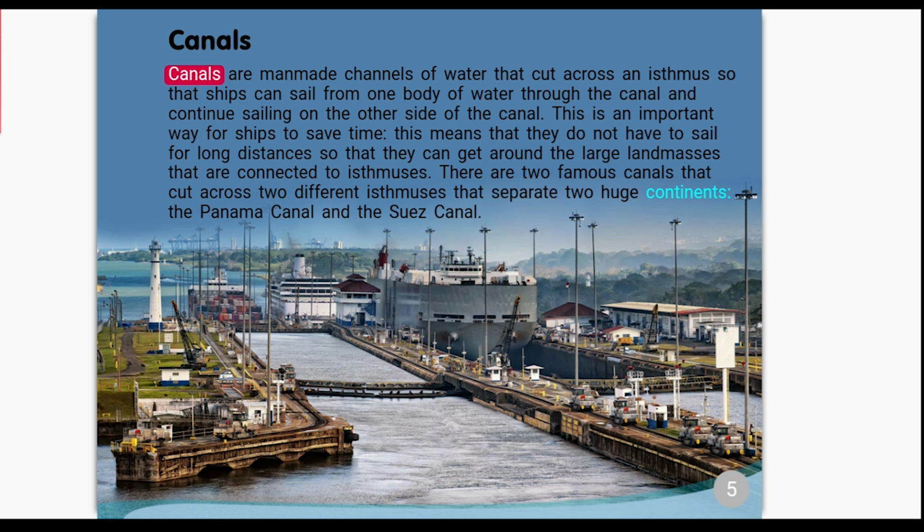Canals. Canals are man-made channels of water that cut across an isthmus so that ships can sail from one body of water through the canal and continue sailing on the other side of the canal. This is an important way for ships to save time. This means that they do not have to sail for long distances so that they can get around the large land masses that are connected to isthmuses. There are two famous canals that cut across two different isthmuses that separate two huge continents, the Panama Canal and the Suez Canal.